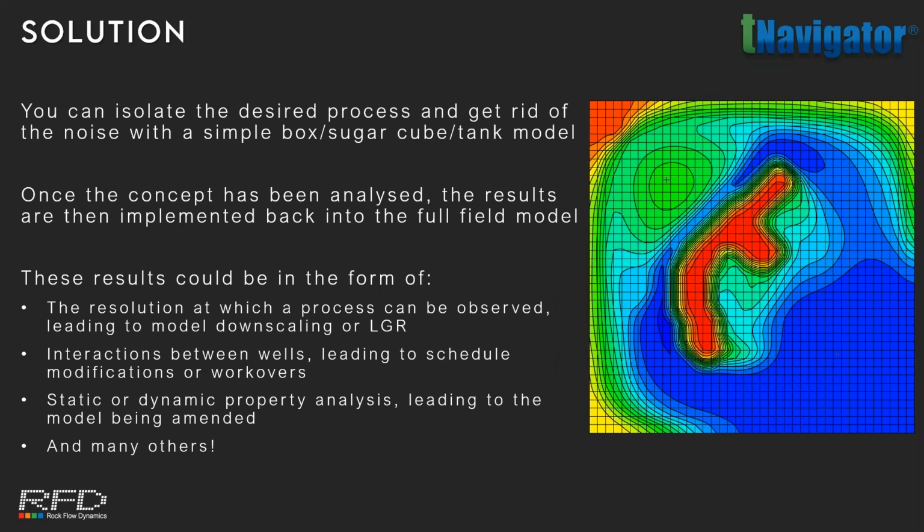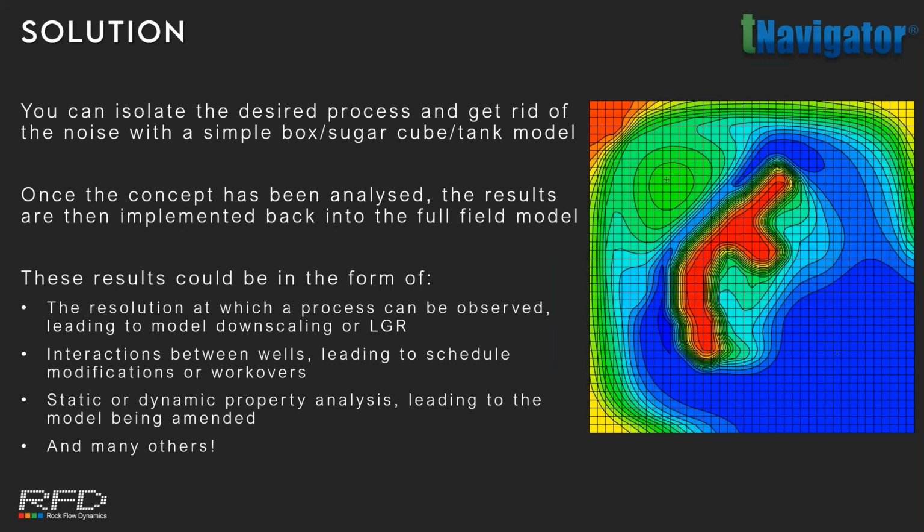There are loads of different results that you can get from this. But as I said, ultimately you want to throw the results back into the full field model and then prove your hypothesis that way. So you could do resolution testing. If there's a certain process that you think an upscaled model wouldn't be able to capture, you can downscale it until you see it in there, and then downscale your full field model, for example.